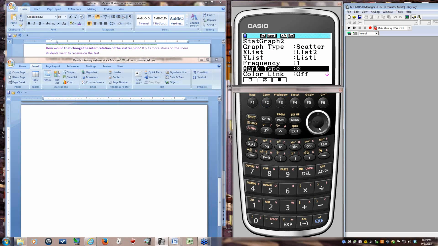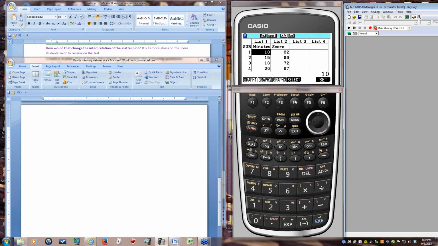Let's make those X's. The color link, if I want to show those red, 2 different red colors, I need to turn the color link on. So I'm going to have a color link, and the graph link is all set. So I've set up my graph. Now I want to select it.